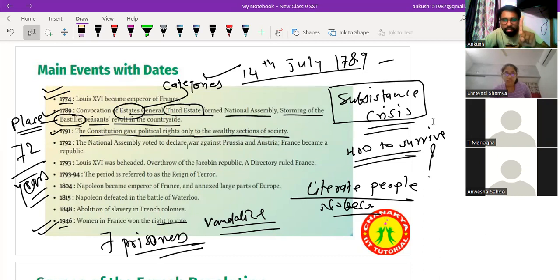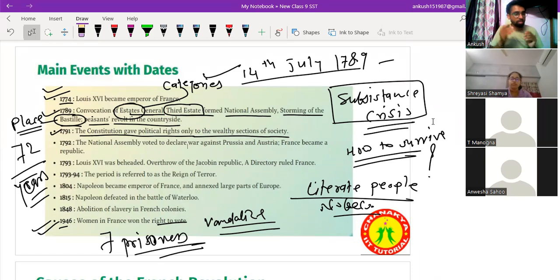Okay, are you getting the point? One person, 1 vote, 1 value, which was given to the third state. But the first and second state had more political rights, and due to that, they had more number of votes out there.